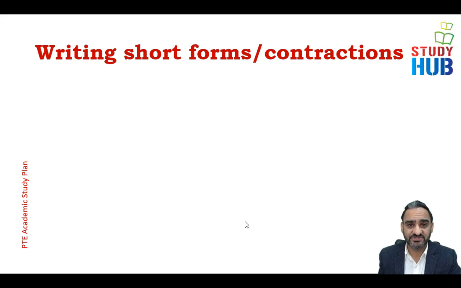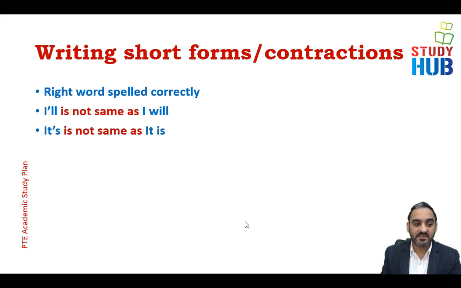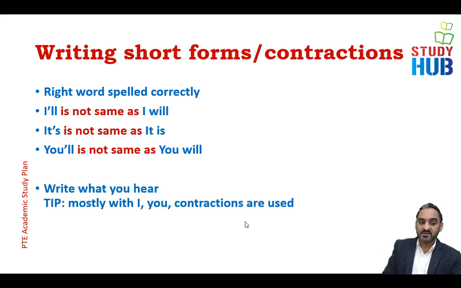Writing short forms or contractions as we call them. Now this is another very common misunderstanding. No, you can't write anything. As far as the spelling is correct, you will get the score. Remember what PTE says. You get the scores if the spelling is right and the word is right. Now if you look at this one here, I apostrophe LL. I'll is not the same as I will. Number one, I'll is one word, I will is two words. Similarly, it's with apostrophe S is not the same as it is. You'll is not the same as you will. So you need to make sure that you write what you hear.